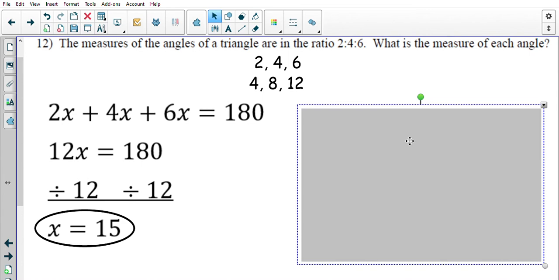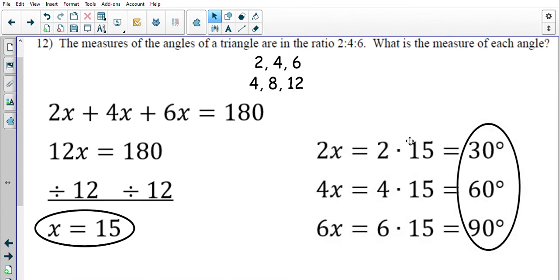I'm actually just going to uncover all of this at once. So 2x is 2 times 15. 4x is 4 times 15, and 6x is 6 times 15. So we get 30, 60, and 90. This is actually a pretty infamous right triangle. You'll eventually talk about it in geometry for sure, and then probably algebra 2. Maybe algebra 1, but I doubt it. So 30 degrees, 60 degrees, and 90 degrees.